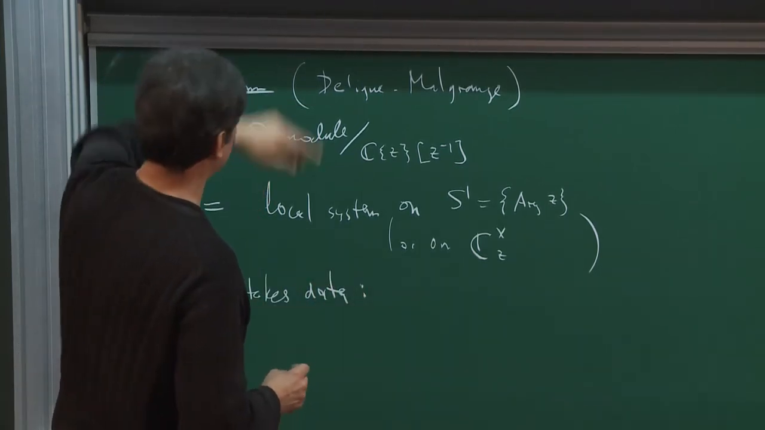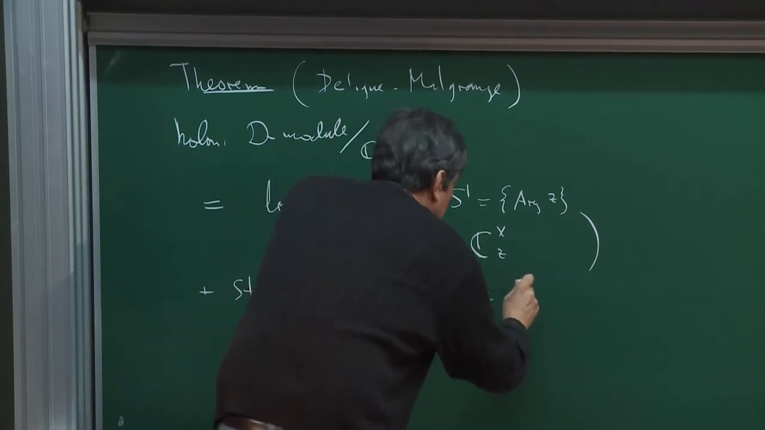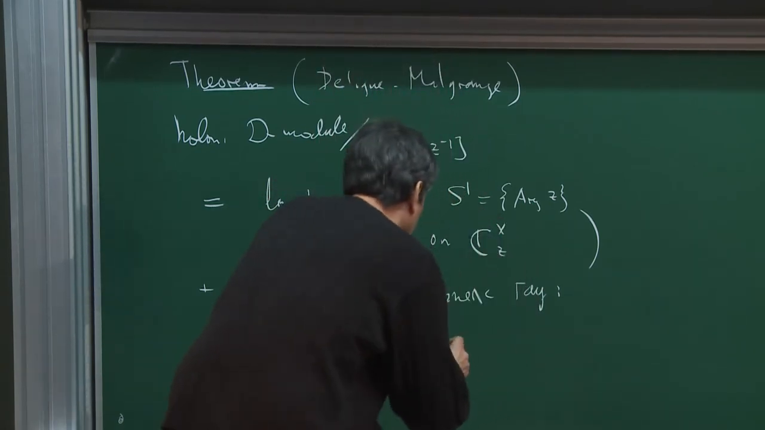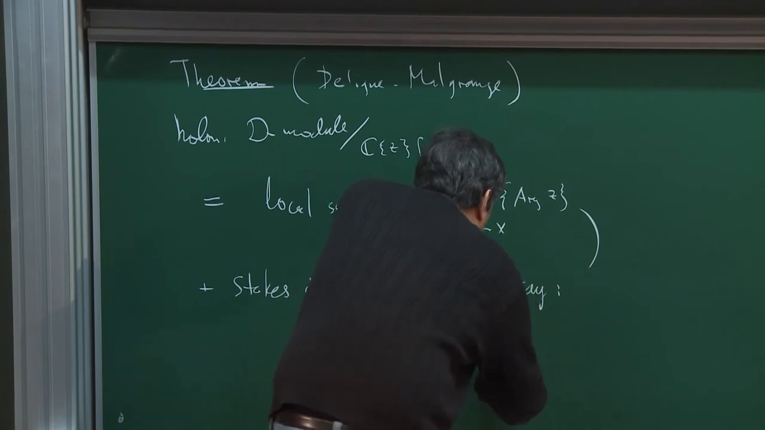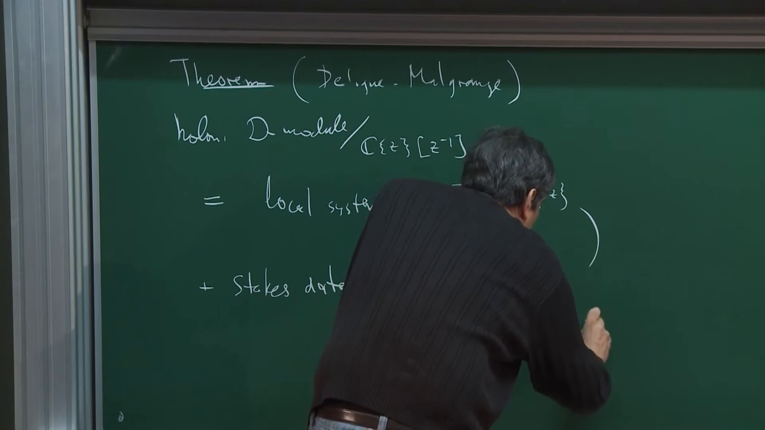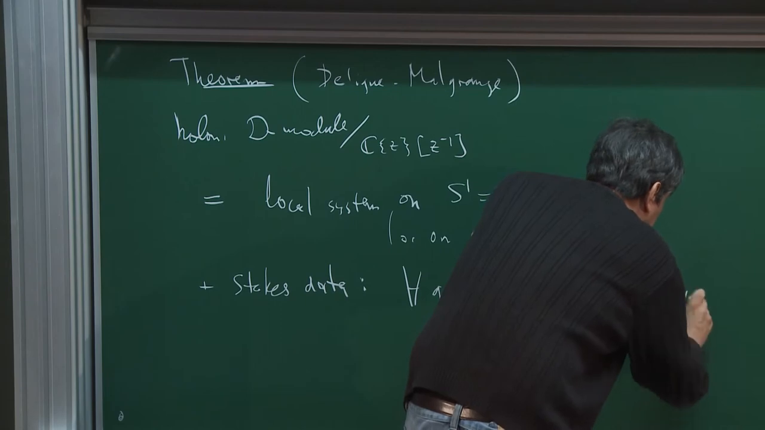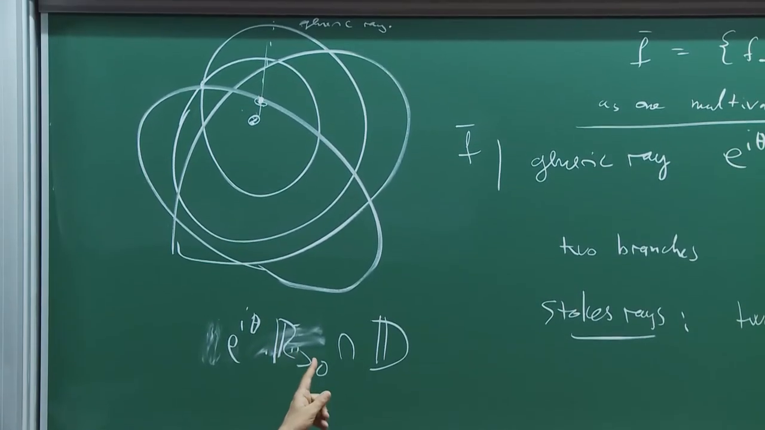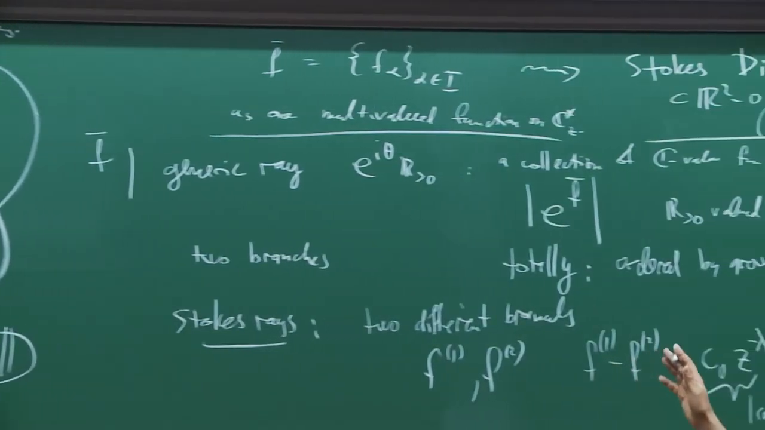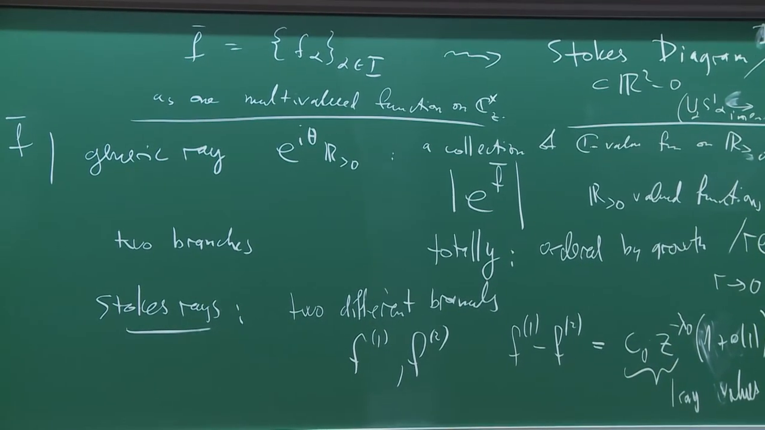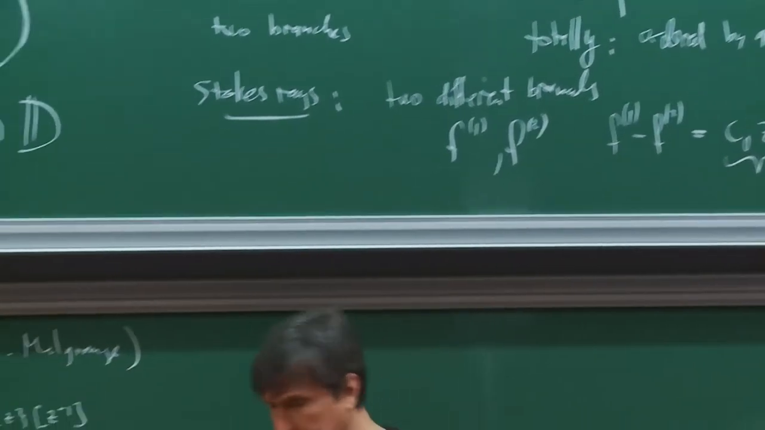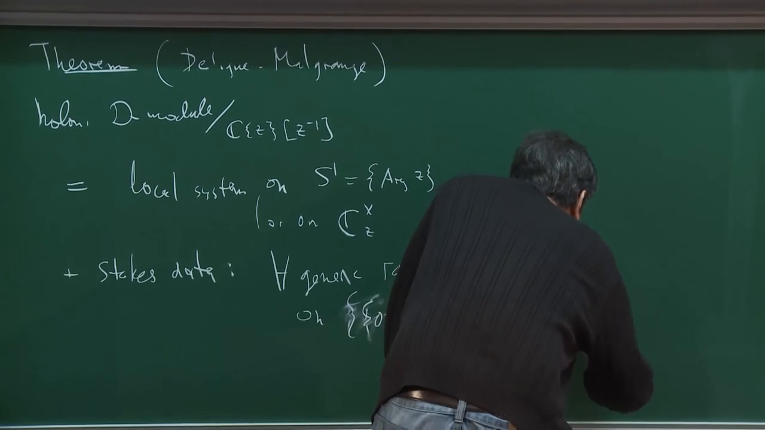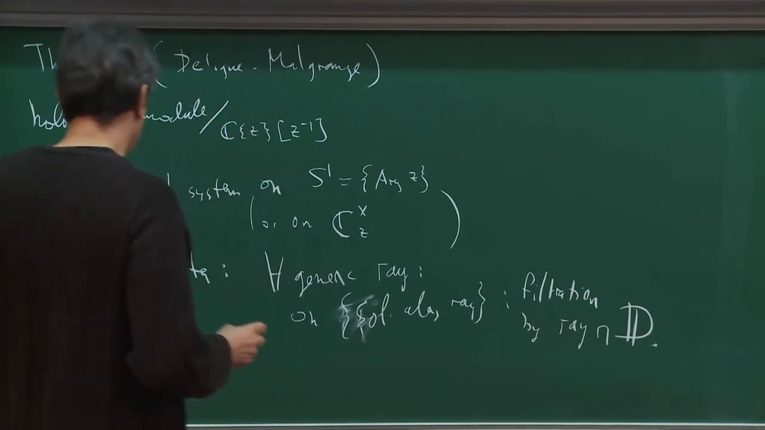And the Stokes data says the following: for any generic ray, if you consider the solutions along the ray, you get some finite dimensional space on gamma, the space of solutions along the ray. You get a filtration, and the filtration corresponds exactly to the intersection of the Stokes ray with the diagram, a filtration by order of growth. So you say that an element belongs to each term. Some terms of the filtration are equivalent to the exponent of the sink times a function with polynomial growth, by intersecting this Venn diagram, and some condition.